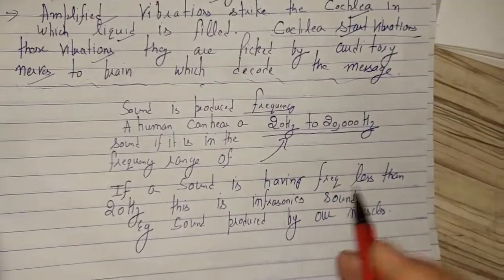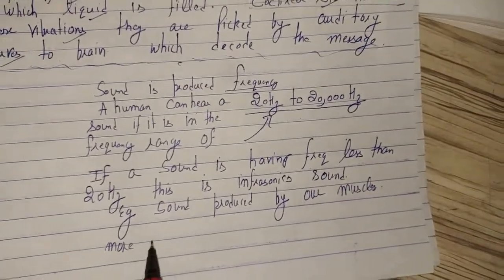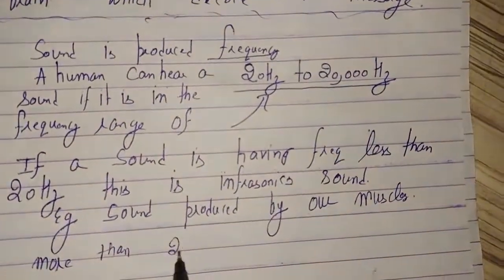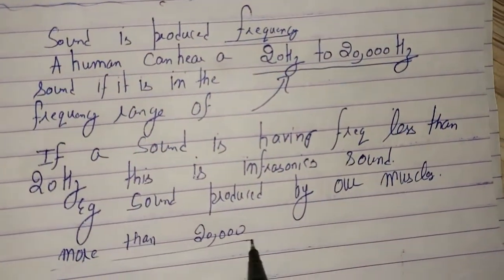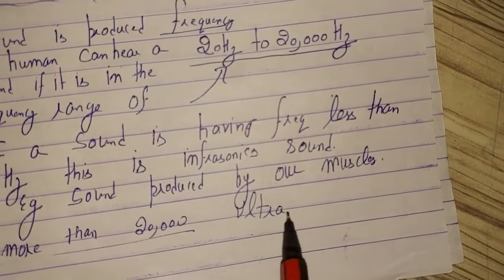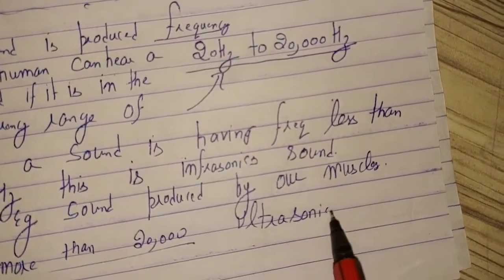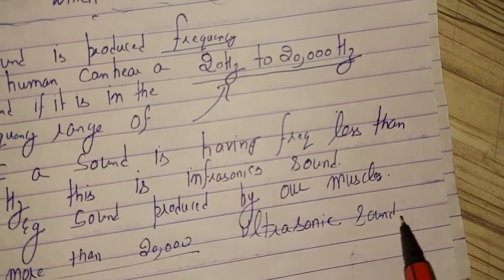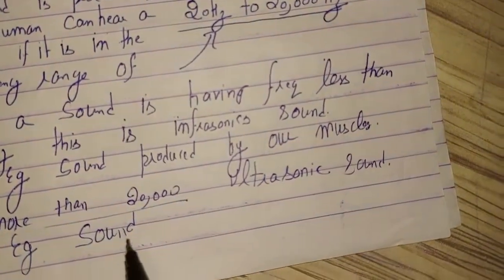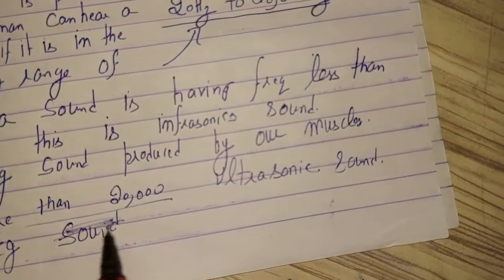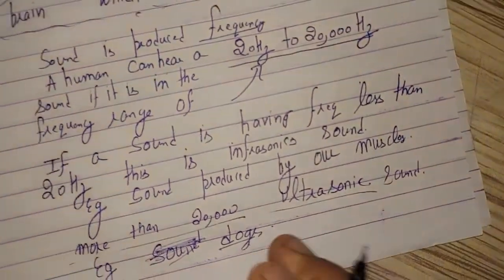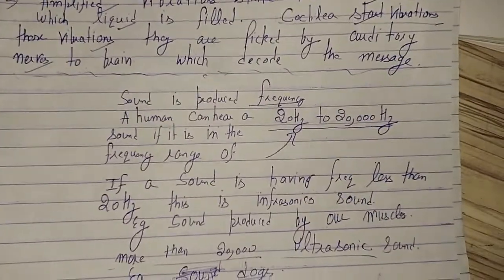In the same way, if a sound has a frequency more than 20,000 Hertz, then also we will not be able to listen to that sound, and it is known as ultrasonic sound. Example: ultrasonic sound can be listened to by dogs. Dogs have the capability to hear these ultrasonic sounds.